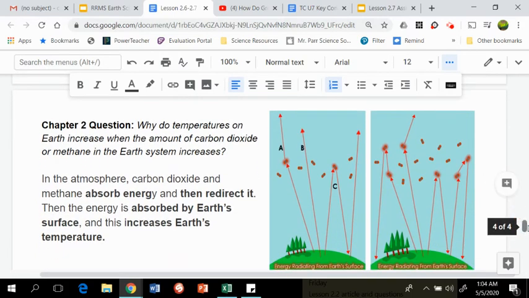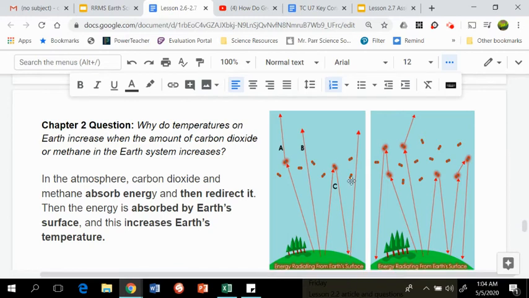All right, so chapter 2 question, why do temperatures on Earth increase when the amount of carbon dioxide or methane in the Earth system increases? In the atmosphere, carbon dioxide and methane absorb energy and then redirect it. Then the energy is absorbed by Earth's surface, and this increases Earth's temperature.